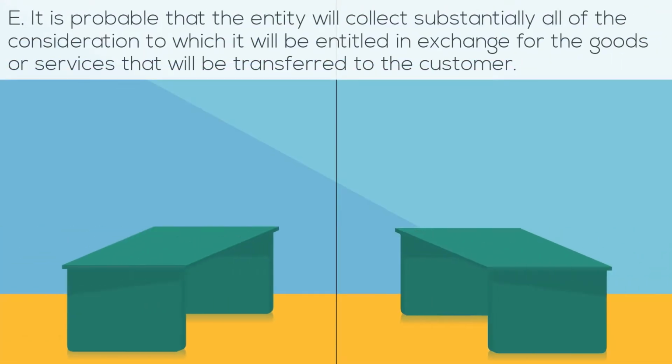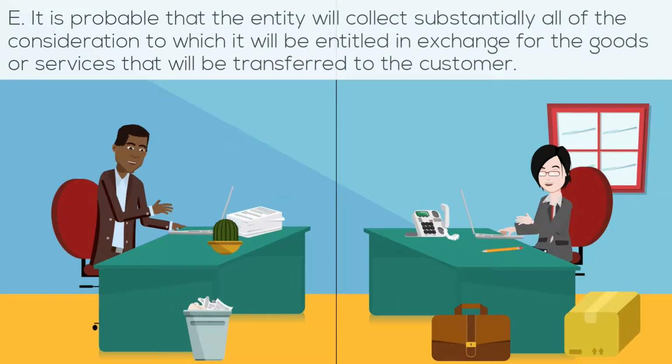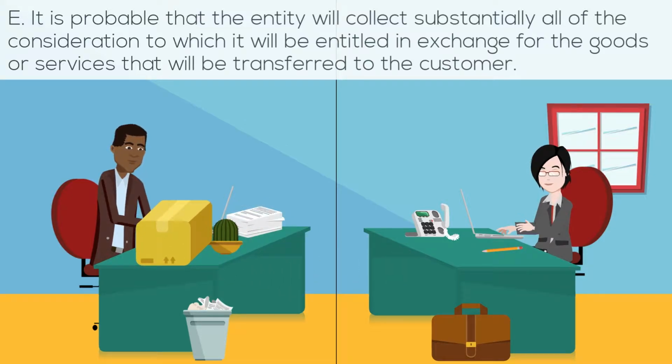And lastly, we have E, which is, it is probable that the entity will collect substantially all the consideration to which it will be entitled in exchange for the goods and services that will be transferred to the customer. We are going to refer to these criteria over the next few minutes, but for now, let's walk through some examples. I'll ask Jared to share some scenarios, and then I'll walk through my thought process in applying the guidance of Topic 606.